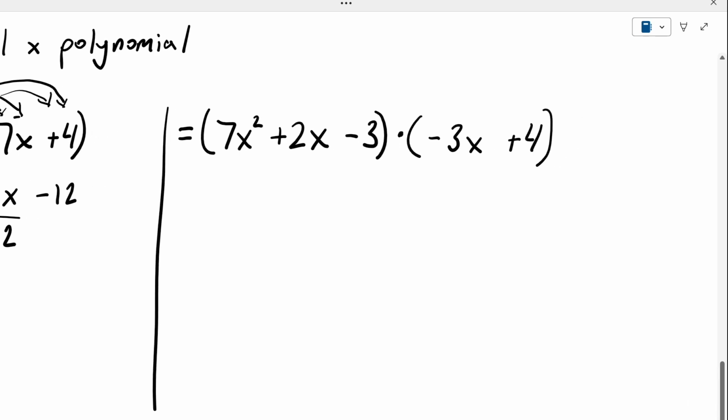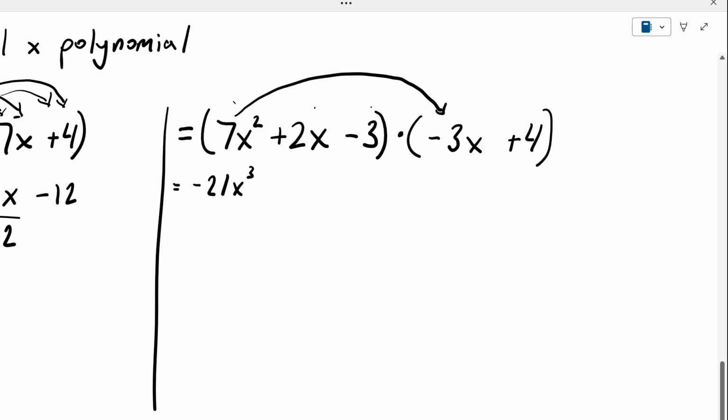We have the example 7x squared plus 2x minus 3 times negative 3x plus 4. Now, the only thing that changes with this example is that we have to multiply 3 terms in the first bracket by both terms in the second bracket. It will just take longer, but the steps are the same. Let's start with 7x squared. Our first step is to do 7x squared times negative 3x. That will give us negative 21x cubed.